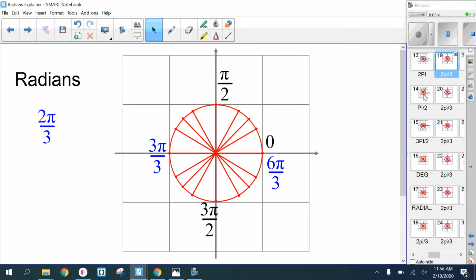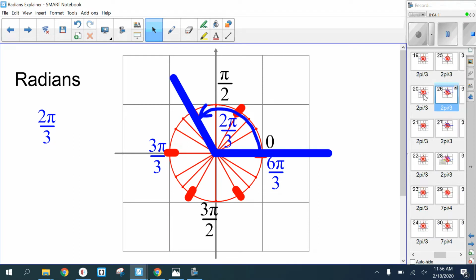So we want to march around the circle and think about that fraction, okay? That would be 1 pi over 3, 2 pi over 3, 3 pi over 3, 4 pi over 3, 5 pi over 3, 6 pi over 3. So we're just cutting the circle into parts. And if you look at the angle that corresponds with 2 pi over 3, there it is. That's the angle. That's 2 pi over 3.